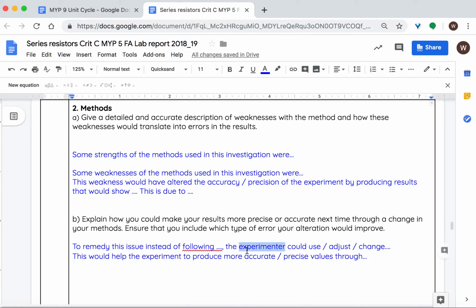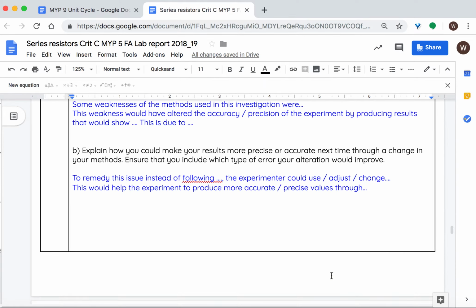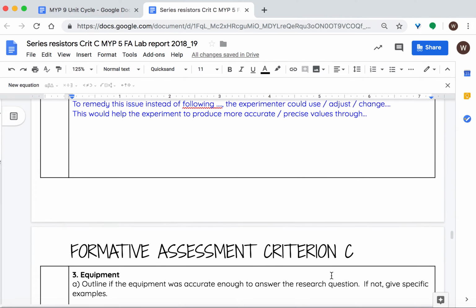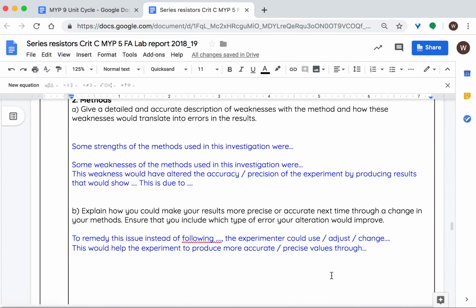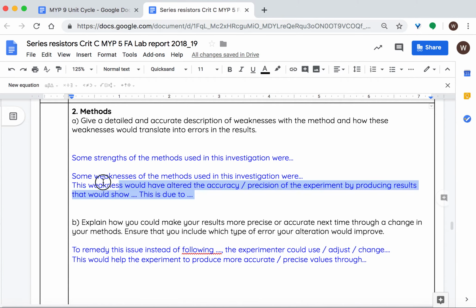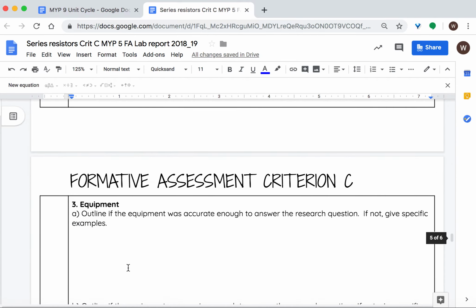So maybe the experimenter could use a different piece of equipment. Maybe they might adjust their equipment slightly differently. Maybe they might change the order in which they do things. This is going to help the experimenter to produce more, is it going to be accurate or precise? And again, it says through, that means this is due to. I want you to tell me why that would happen. Now, easy enough. Equipment is the exact same thing as methods. I could literally just copy this in to here.